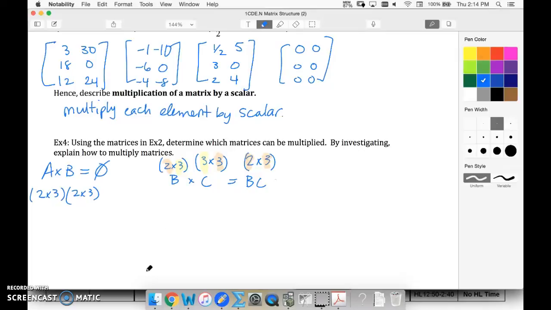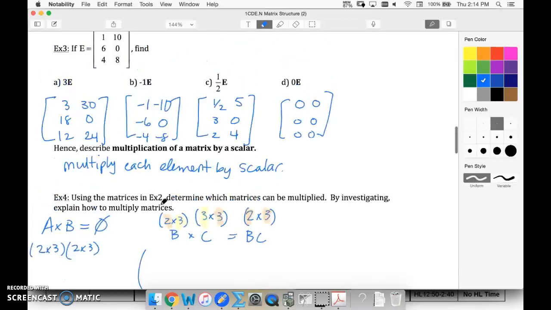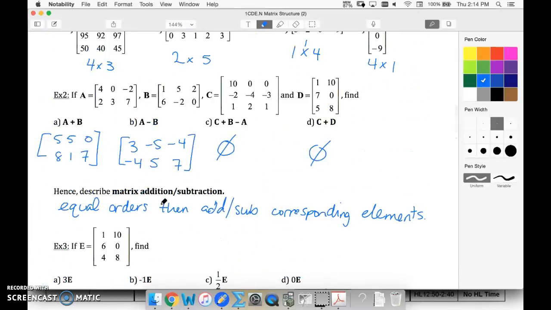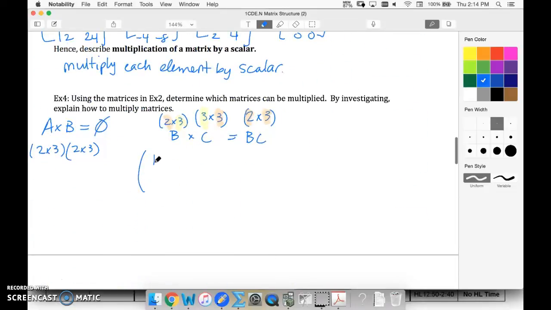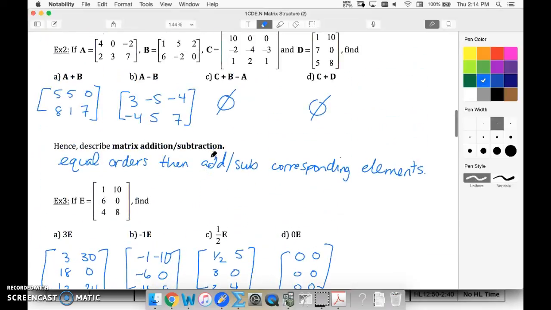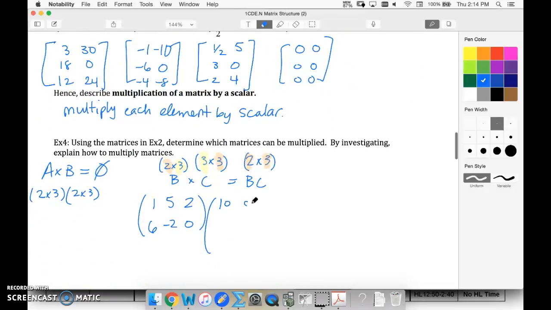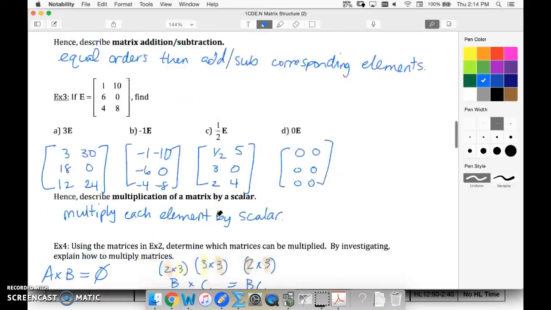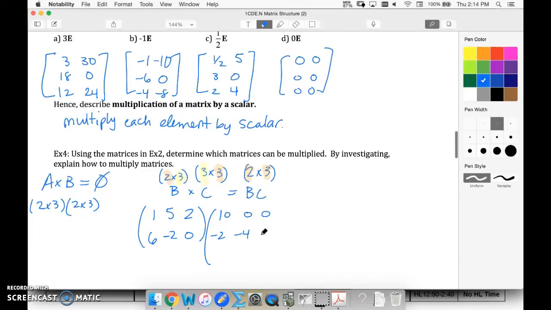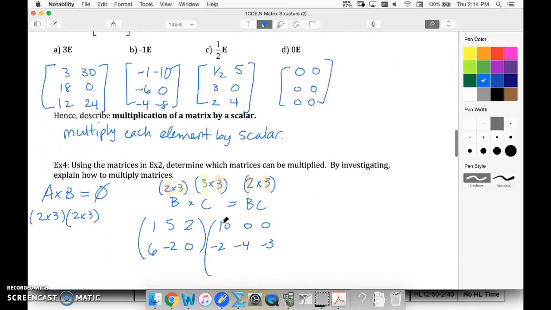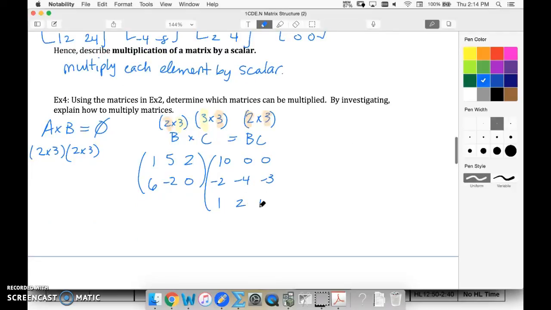So let me write down matrix B. Matrix B is 1, 5, 2, 6, negative 2, 0. And matrix C: 10, 0, 0, negative 2, negative 4, negative 3, and 1, 2, 1. Okay, so like we said, the rows of the first matrix are important and the columns of the second matrix.